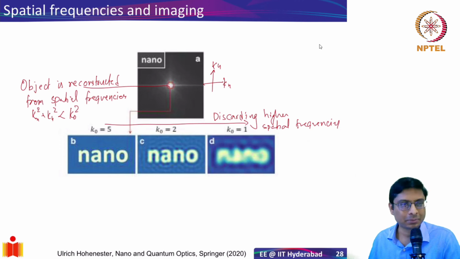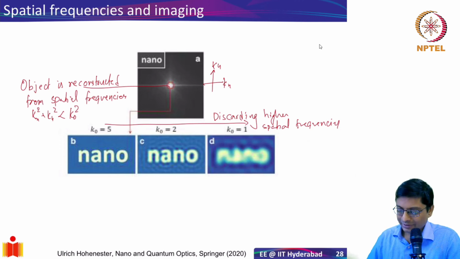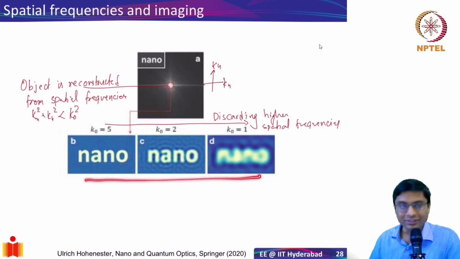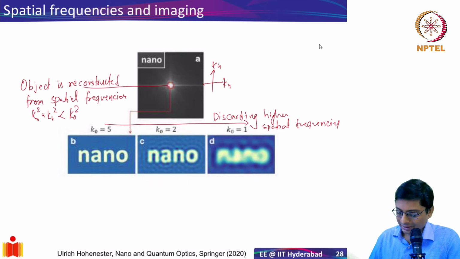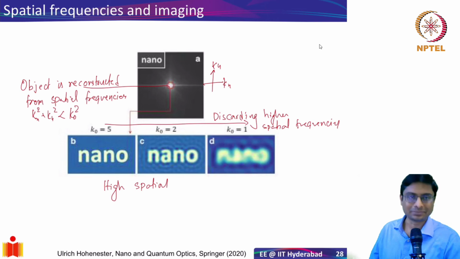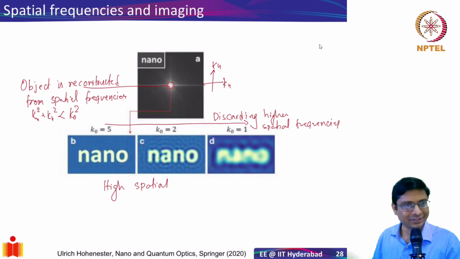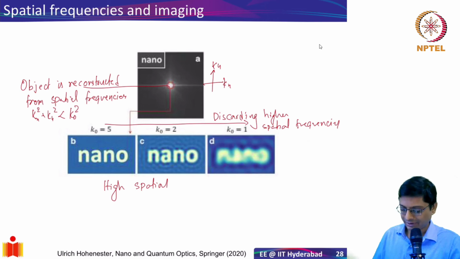Okay, when I discard my higher spatial frequencies, what I see is that the image progressively gets worse. And what this is also telling you is that the high spatial frequencies, of course "high" is always a relative word, relative to wavelength, let's say. If you have an object which has features that are much, much smaller than the wavelength, it turns out that those are high spatial frequencies. You can think over it and it'll make sense.